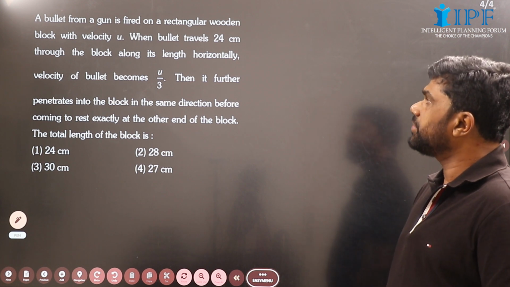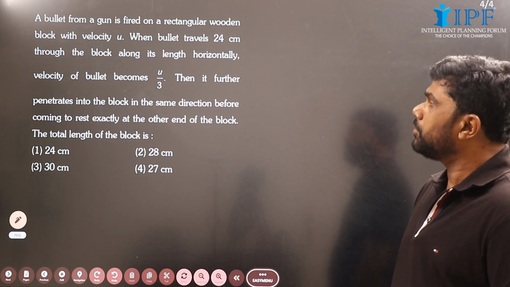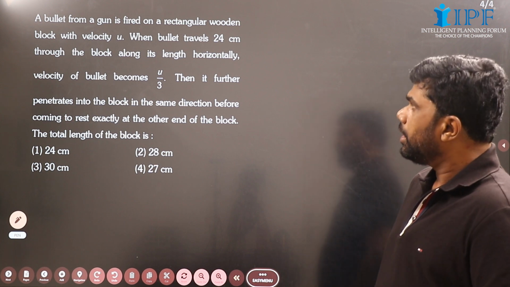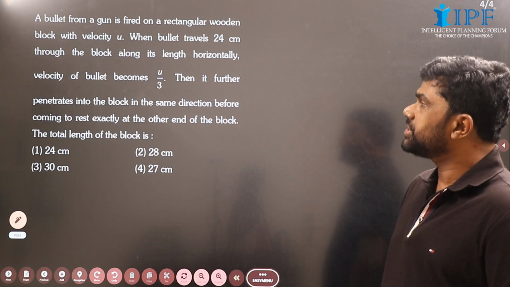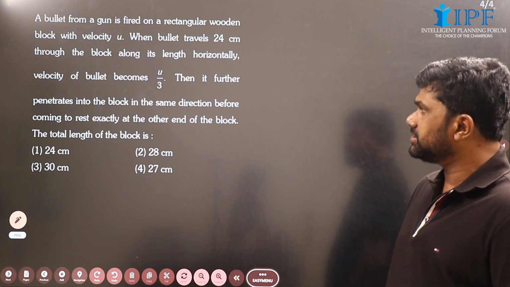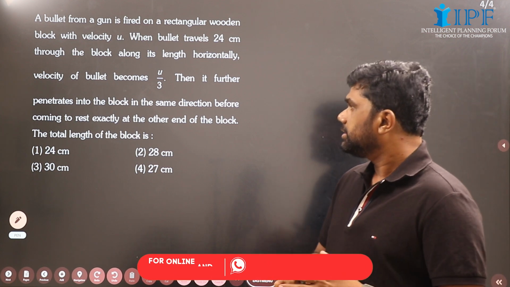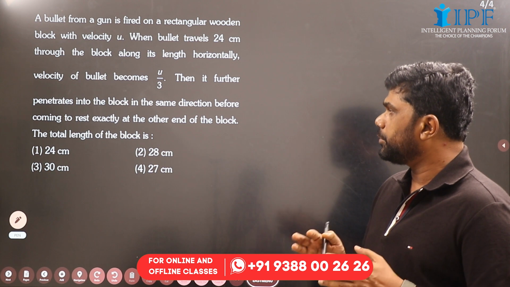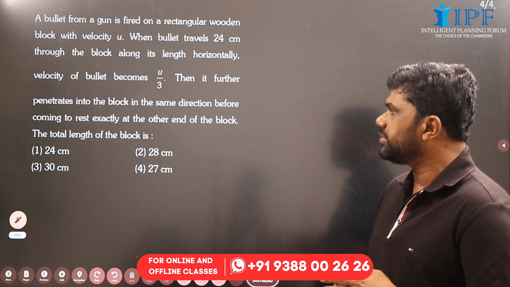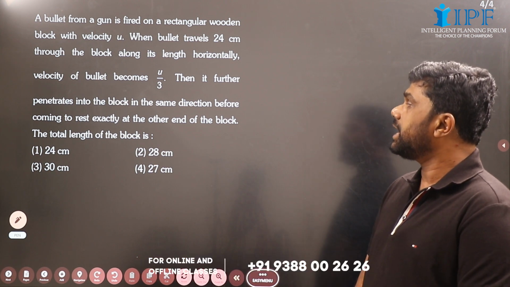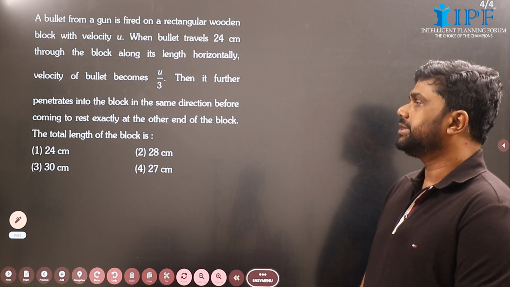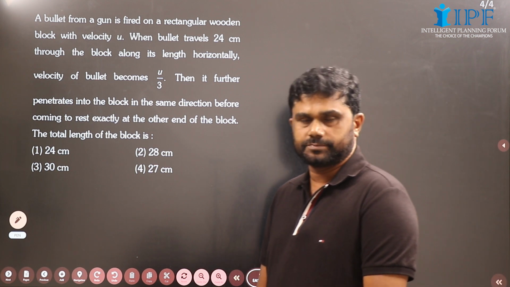A bullet from a gun is fired on a rectangular wooden block with velocity u. When the bullet travels 24 centimeter through the block along its length horizontally, the velocity of the bullet becomes u by 3. Then it further penetrates into the block in the same direction before coming to rest exactly at the other end of the block. The total length of the block is.